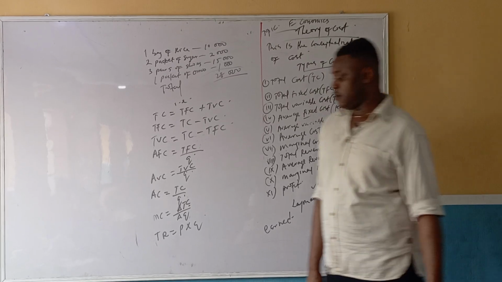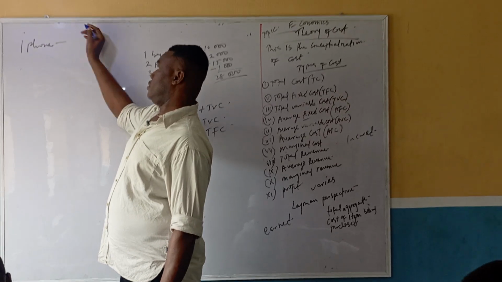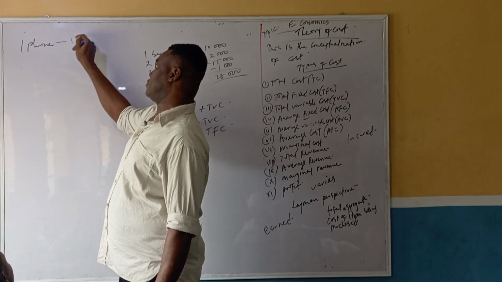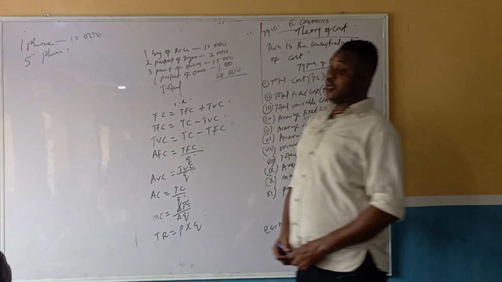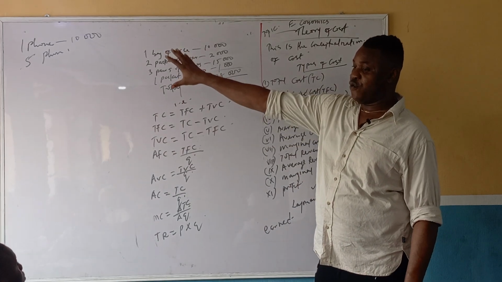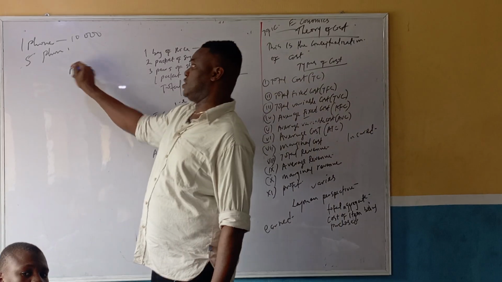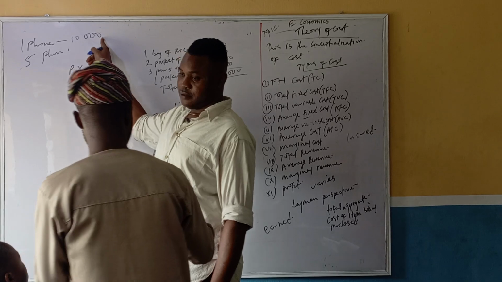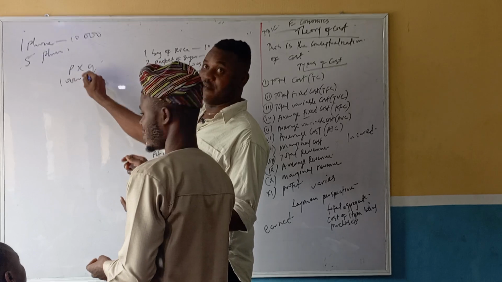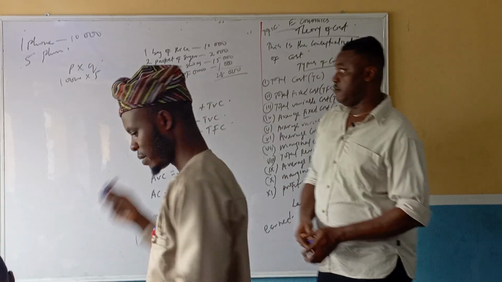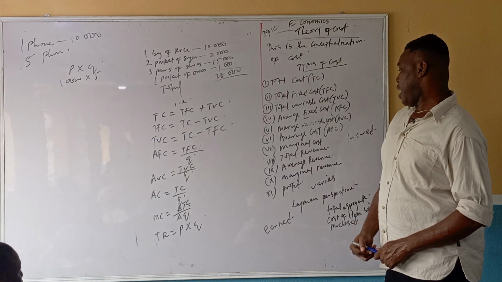Let me explain that total revenue. For instance, if one phone is being sold for 10,000, how much will I sell 5 phones? 50,000. That is the total money you earn from the sales of those 5 phones. It's called total revenue. How do you get 50,000? You see, price times quantity. How much is the selling price? 10,000. How many have you sold? So you say 10,000 times 5. That's how to get your total revenue.